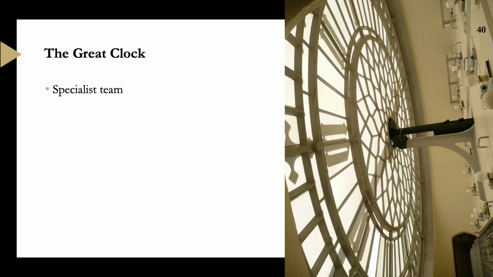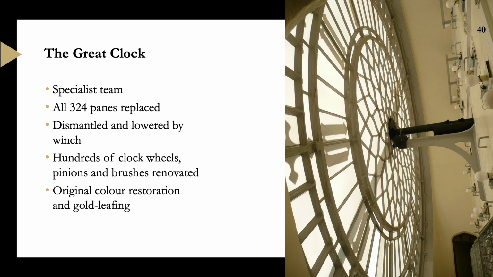Deterioration and bomb damage had also impacted the great clock dials. A specialist team removed and replaced all 324 glass panes and dismantled the entire 12-ton clock for the first time, lowered by winch. Colours were restored to their original architectural designs.